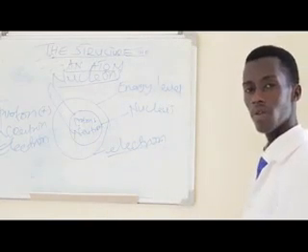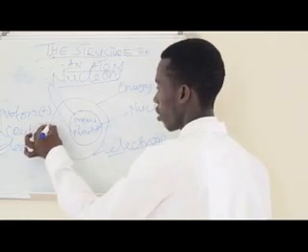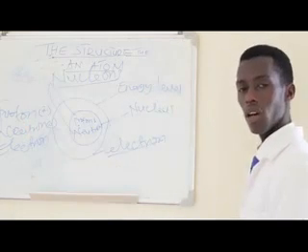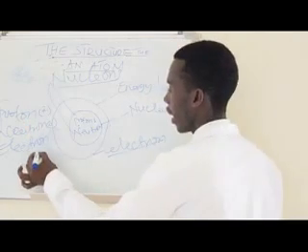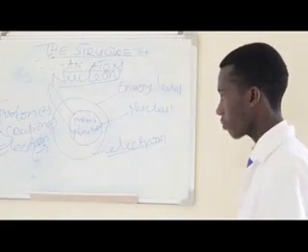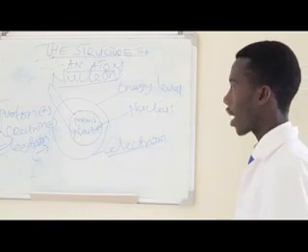The neutron has no charge, so it is neutral. It's neither positive nor negative. Then the electron is negatively charged. So this is the structure of an atom.